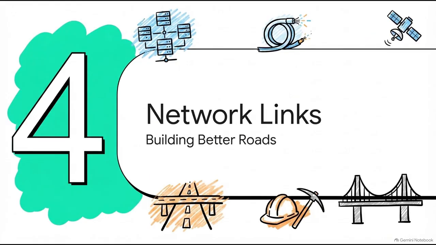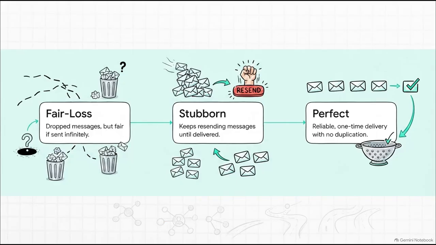All right, part 4, upgrading our network links. Let's build some better roads. So, handling traitorous nodes is tough enough, right? But it's not just the computers themselves that fail. The actual conceptual roads connecting them can be incredibly flaky. Messages get dropped, duplicated, or show up totally out of order. So how do engineers fix this? They build what's essentially a theoretical upgrade path.